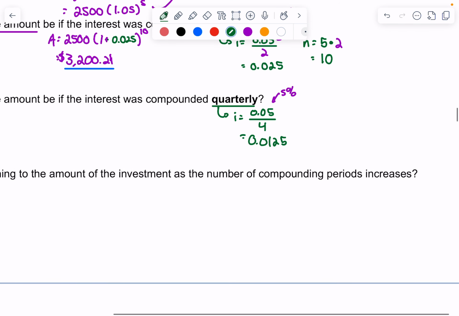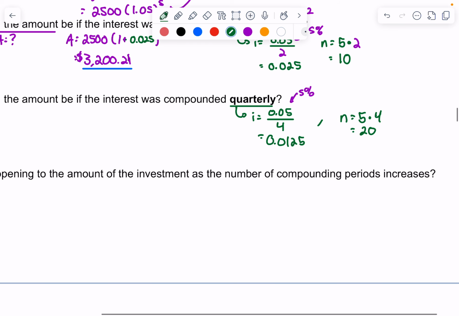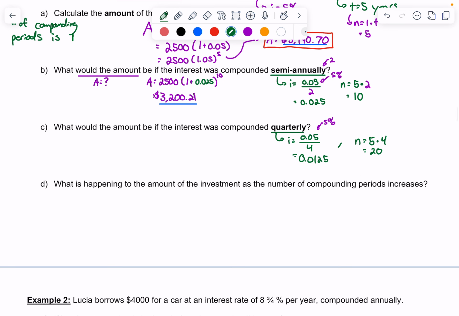Okay, you also need to adjust your n. So your n is still 5 years you have this investment in there, but now there are 4 compounding periods. So this would have 20 compounding periods across your 5 years of investment. So let's do our A again. So your A is 2,500, multiplying that by 1 plus your interest rate. So our interest rate is now 0.0125. But there are 20. It's put to the power of 20.